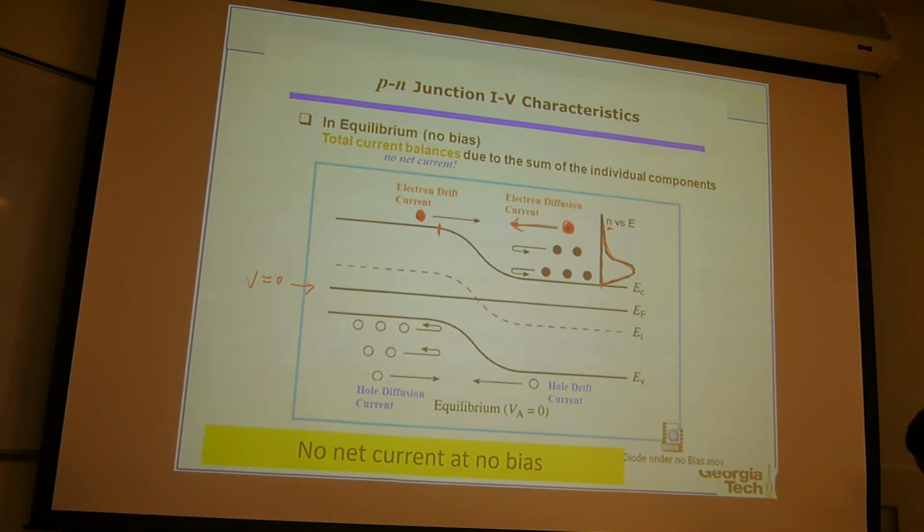Similarly, you can apply this argument to the hole here. Holes tend to move up, right? So most of the holes in the p-type are here. And then they tend to diffuse, but they will be reflected because of the barrier. So only the holes at the very bottom can move over this barrier. And the hole drift is also due to the minority holes in the n-type. So those two will cancel each other, similarly to the electron. So here the conclusion is no net current, no bias.